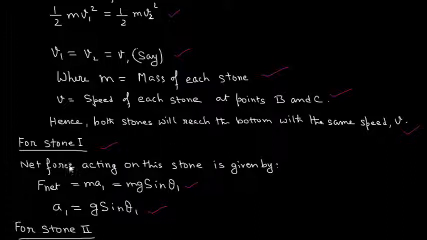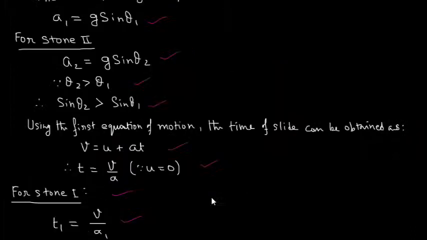For stone 1, net force acting on the stone is given by F net is equal to m a1 is equal to mg sin theta 1. So a1 is equal to g sin theta 1. For stone 2, a2 is equal to g sin theta 2. Since theta 2 is greater than theta 1, therefore sin theta 2 will be greater than sin theta 1. Using the first equation of motion, the time of slide can be obtained as v is equal to u plus at, where u is equal to 0 and t is equal to v by a.